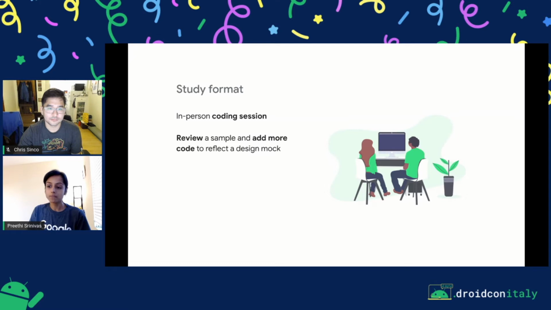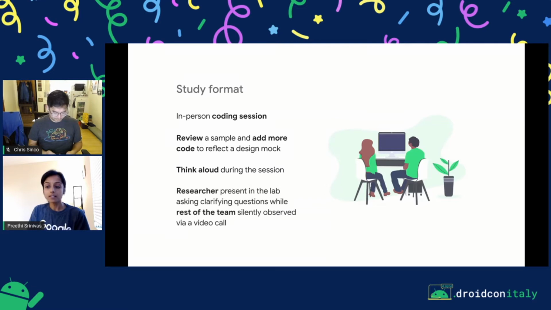Following that, they would implement a design mock that was provided to them. Essentially, this basically involved adding more code to this sample project. And of course, they did this thinking aloud as they went about coding, so that it gave us a sense for where a developer was coming from. And we had the lab set up so that I, as the researcher, was basically present, acting more like this kind of talking fly on the wall. So I would ask clarifying questions while the rest of the team silently observed via a video call.